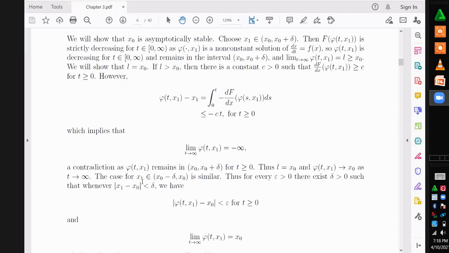Similarly, you can show that if x1 belongs to (x naught minus delta, x naught), then the limit of phi(t, x1) is again x naught. So for every epsilon, the absolute value of phi(t, x1) minus x naught is less than epsilon for t greater than or equal to 0, and also the limit as t approaches infinity of phi(t, x1) is x naught. Hence x naught is asymptotically stable.